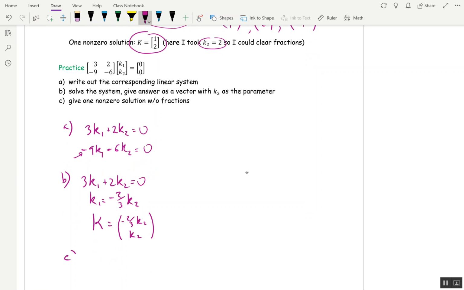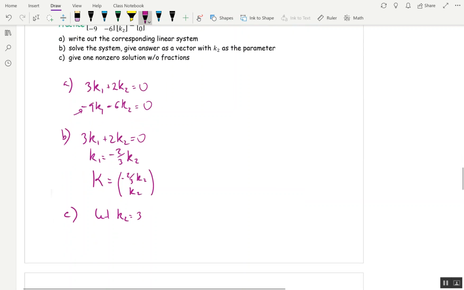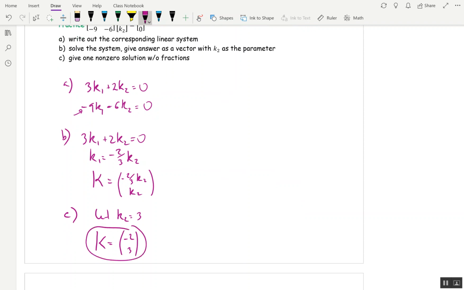And then C, give one non-zero solution without fractions. So I'm going to let little k2 be 3, and then big K is negative 2, 3. That's the type of computation we'll have to do in section 9.5. We'll have infinitely many solutions, and we'll just need one vector without fractional entries, and so that's what we'll do.